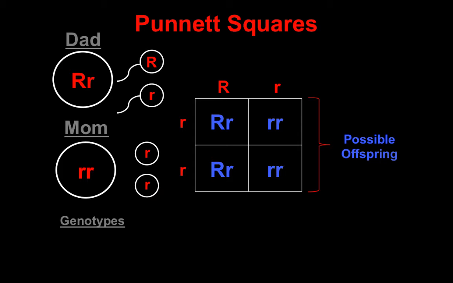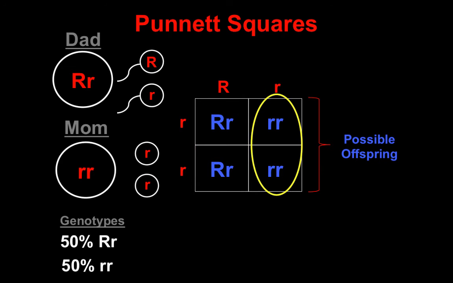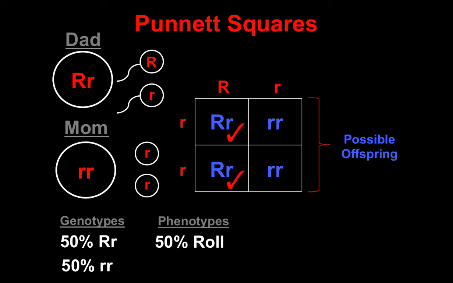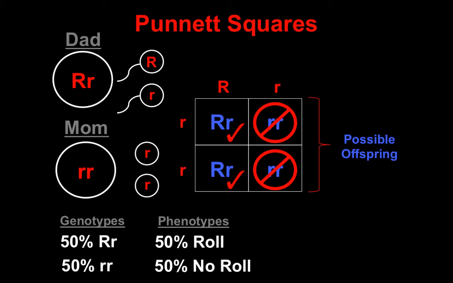So let's look at the genotypes. Sometimes we're going to say, what would be the genotype frequency or percentage? In this case, you have a 50% chance of getting heterozygous and a 50% chance of getting homozygous recessive. Phenotype-wise, you have a 50% chance of being able to roll your tongue as an offspring of these parents, and a 50% chance of not being able to roll your tongue.